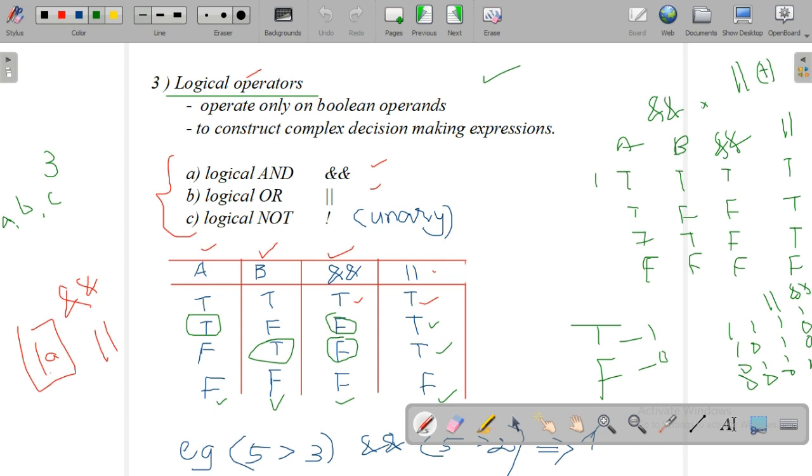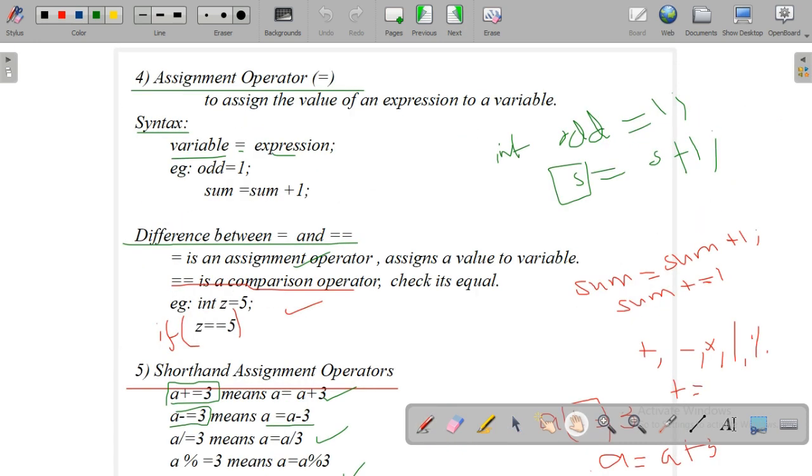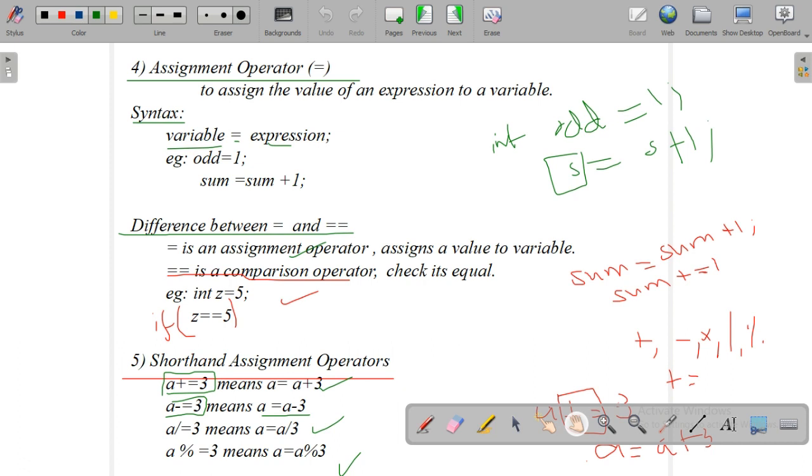Then the third one was the logical operators for handling Boolean operands, or operate only on the Boolean operands to construct complex decision making expressions, and three types of logical operators: AND, OR, and NOT. Logical AND, OR, NOT, and what are the values it will return, that also you have to learn, like this, true or false, or in terms of 1 and zeros also you can learn.